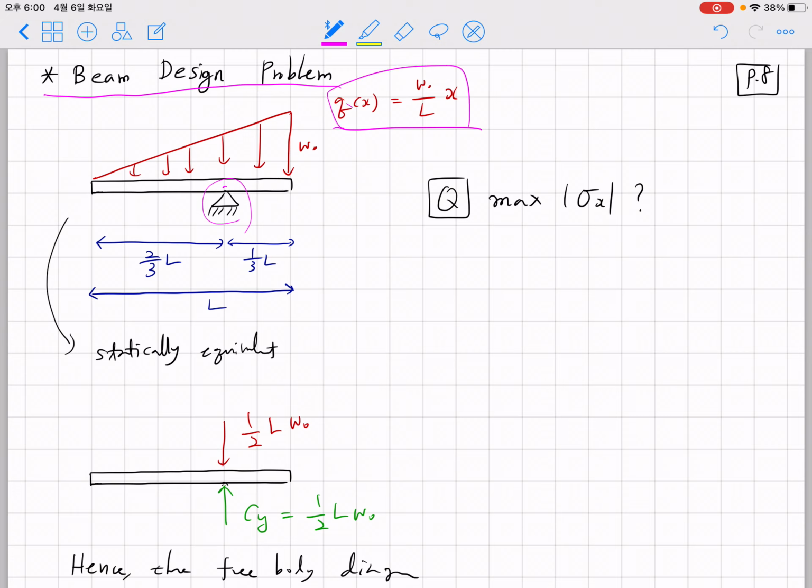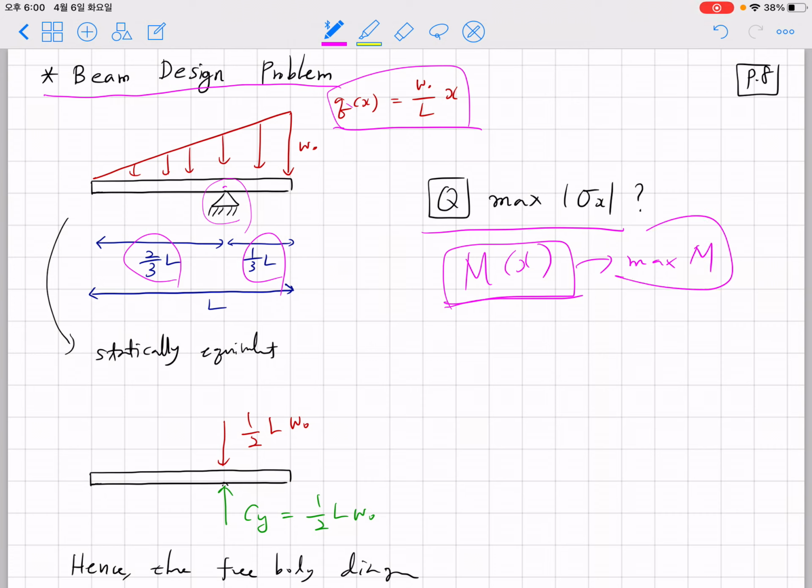When you look at this problem at first glance, you might wonder if this structure would satisfy static mechanical equilibrium. But when you look at the numbers carefully, you see that it can satisfy mechanical equilibrium. So to answer the question of the maximum sigma x point, what you have to do first is obtain M as a function of x, and out of this distribution obtain the maximum M, and out of the maximum M point obtain the sigma x distribution.